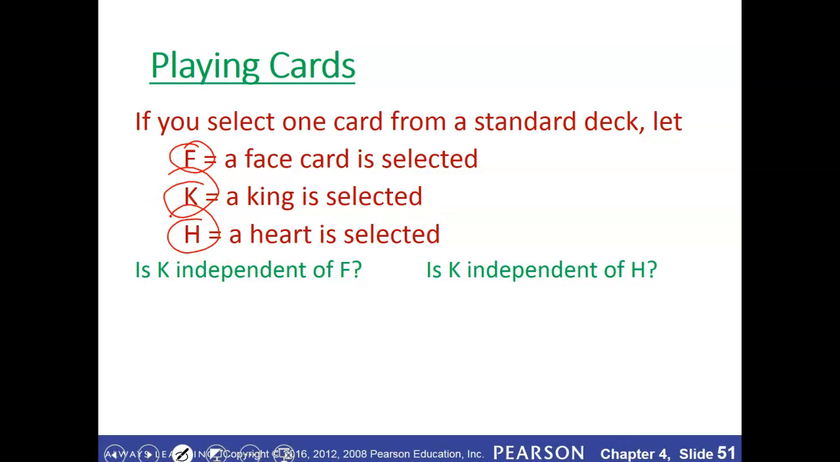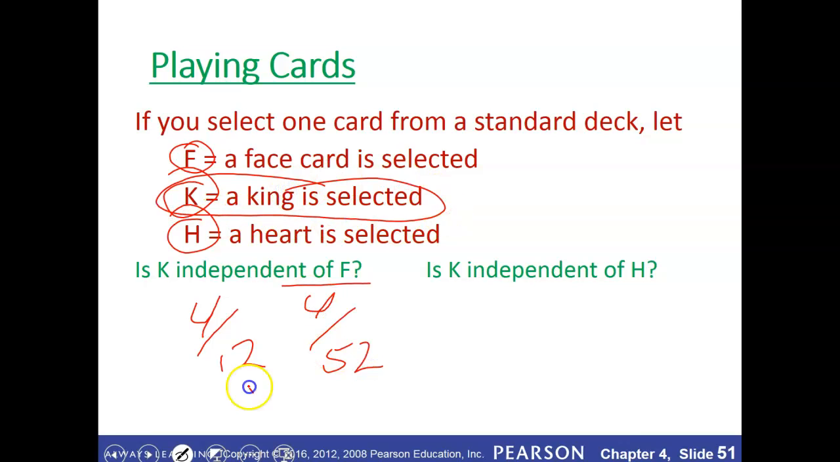Well, is K independent of F? Well, suppose we know that F has happened. We've selected a face card. Okay, so we know we have a face card in our hands. So what's the probability that that face card is a king? Well, there are 4 kings out of 12 face cards. That's different than just selecting a king by itself, because that probability is 4 out of 52. These probabilities are different, which means that K is not independent of F. The example that we just talked about before is the events K and H.